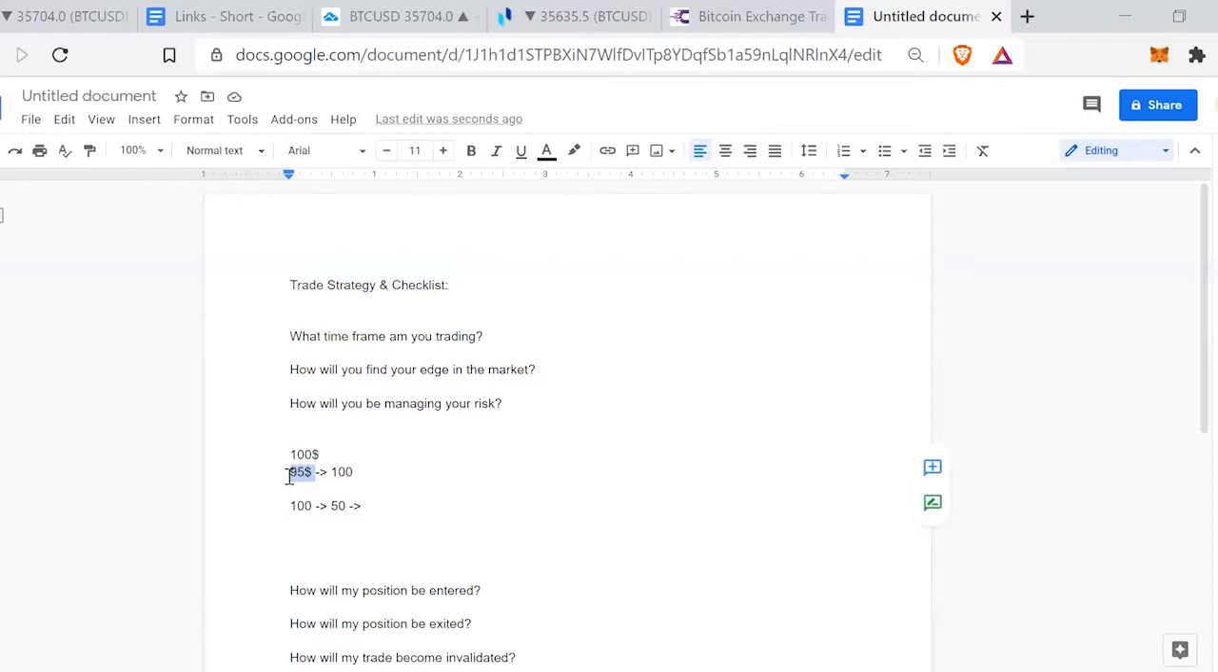So 5% is that optimal number, where if you lose 5%, it's easy because you only have to make another 5% to make it back. If you lose 50%, you're going to have to make double to make it back. If you lose 75% of your account, you're going to have to make a 4x return just to break even. So we only want to be risking 5% maximum.